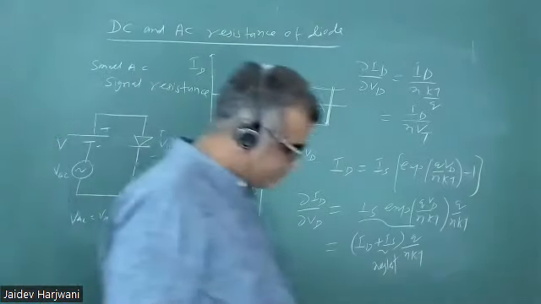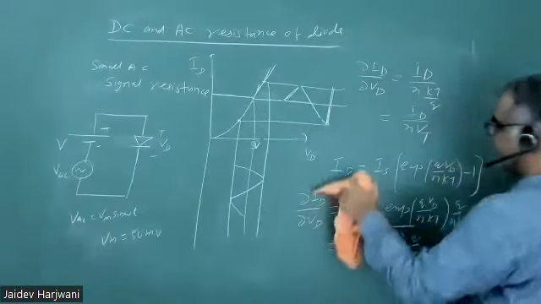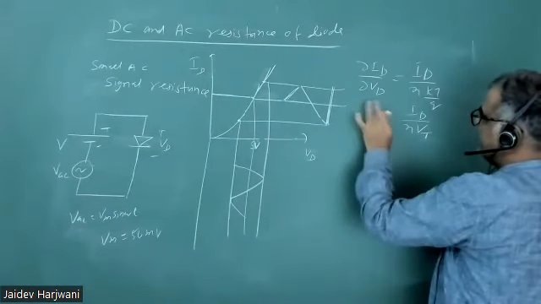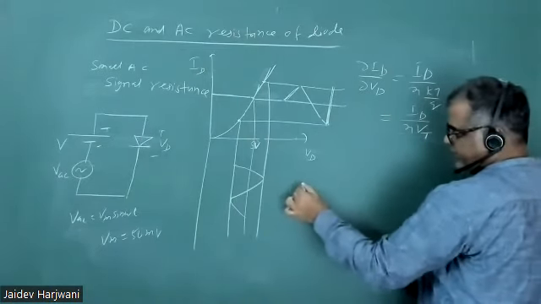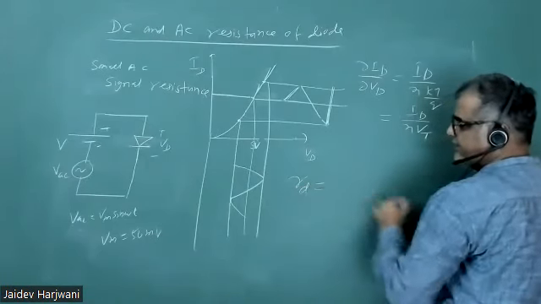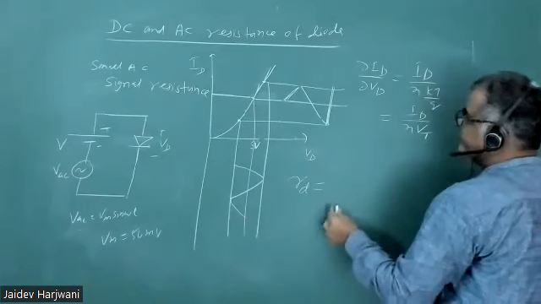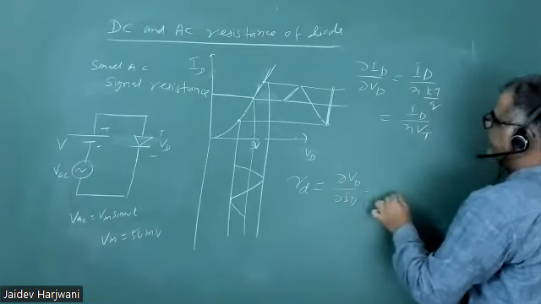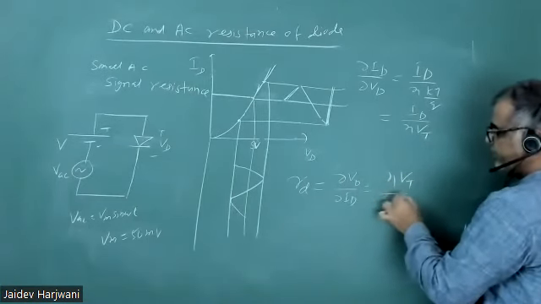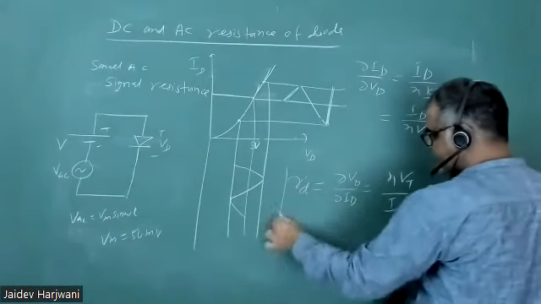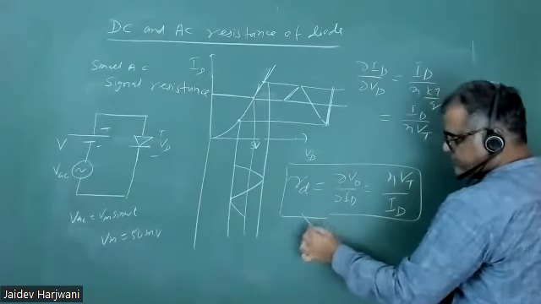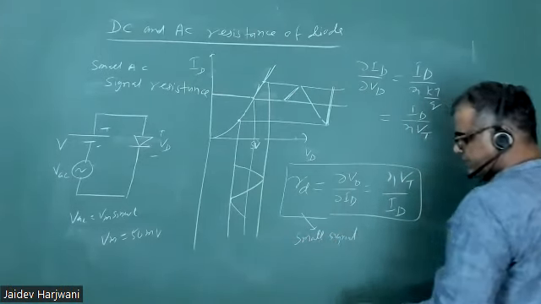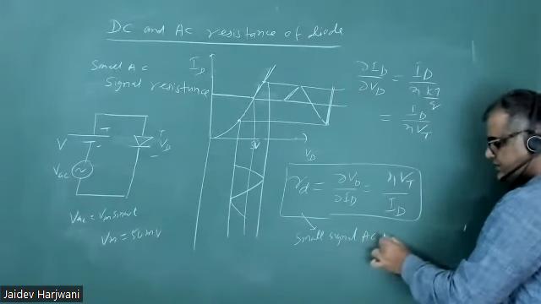Now, just a little bit more simplification. This is delta ID by delta VD. Now I want the AC resistance. The AC resistance of the diode is represented by RD or RE, and that is equal to delta VD upon delta ID. That becomes eta VT upon ID. So this is your AC resistance of the diode, or small signal resistance.